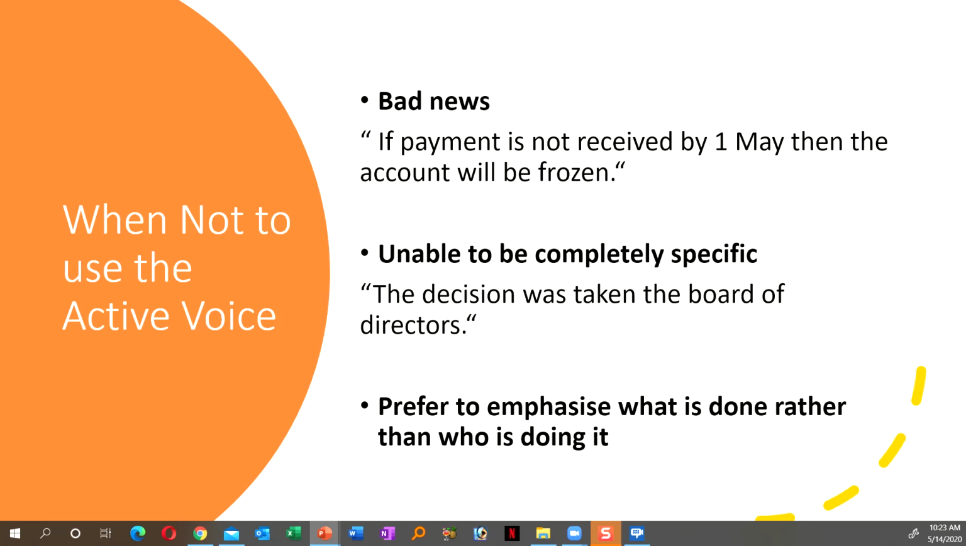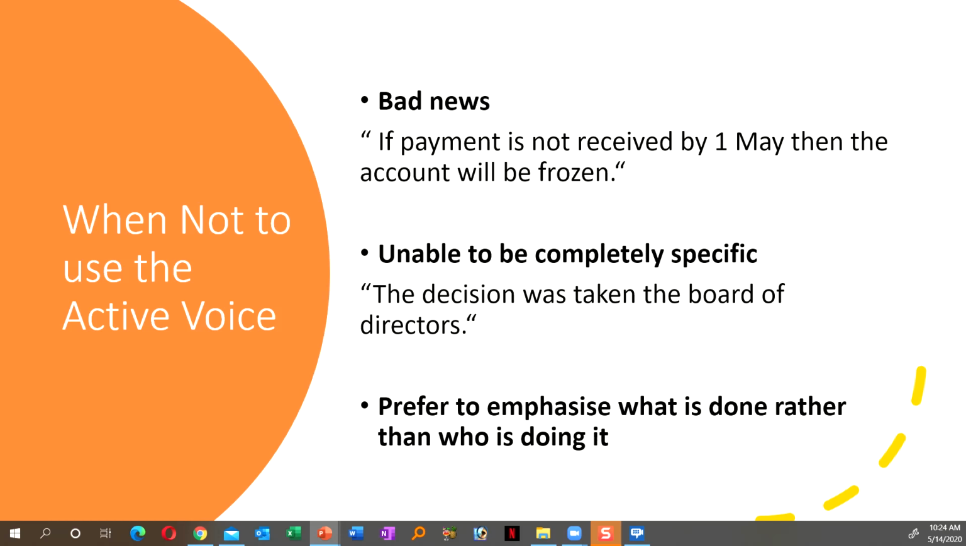So here's an example of bad news. If someone owes money, it says, if payment is not received by May 1, then the account will be frozen. So instead of telling them that the account will be frozen first, you use the conjunction if, as in if payment is not received. So that is not the prime message. It's not direct. The message is that the account will be frozen. If you want to be direct, you would switch that to the account will be frozen if payment is not received by May 1, right? So that would be active.